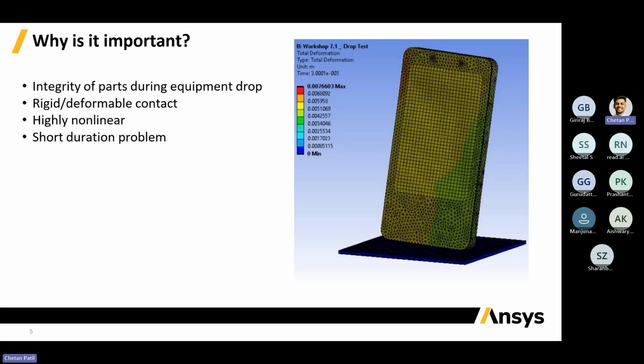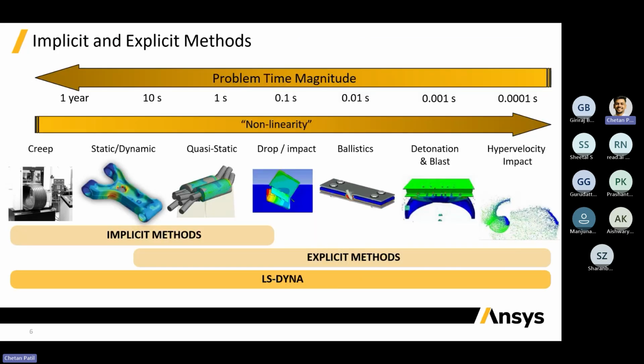So for such problems, where the time required to obtain a high amount of non-linearity is very short, we usually consider solving them with explicit simulations. And for those explicit simulations, Ansys LS-DYNA is mostly recommended. Not only LS-DYNA, but the Autodyn solver is also available, through which you can solve this kind of drop test simulation. Now coming to the implicit and explicit part, how do we recognize which problem should be solved with which method, whether implicit or explicit? How do we recognize those?